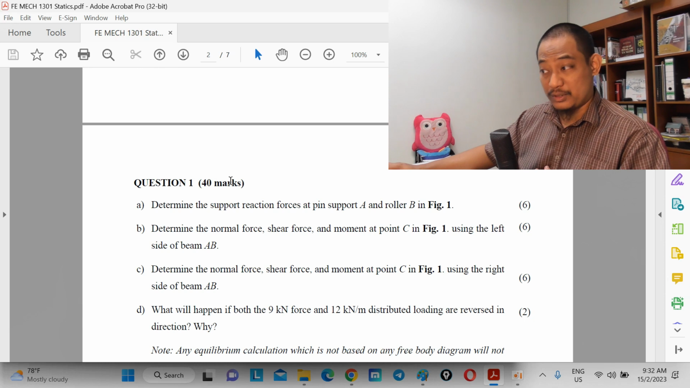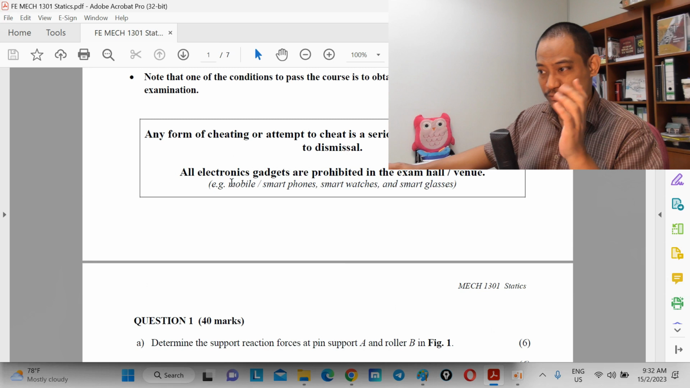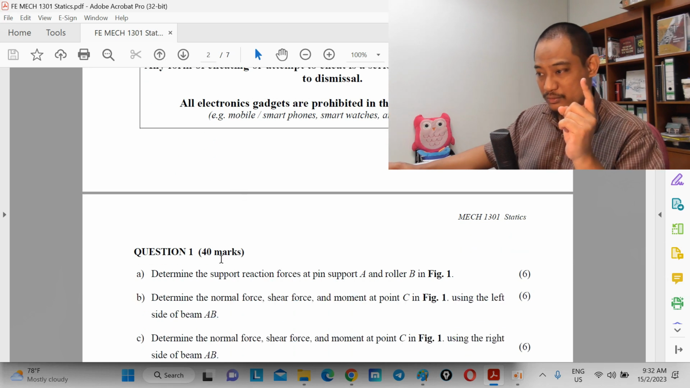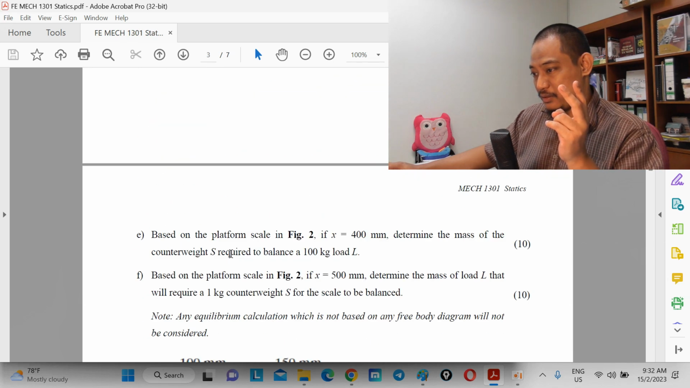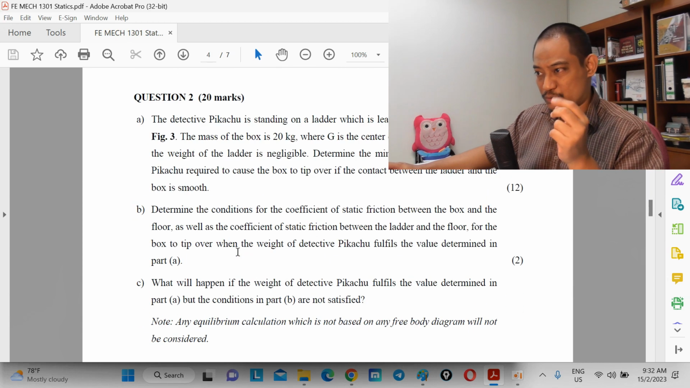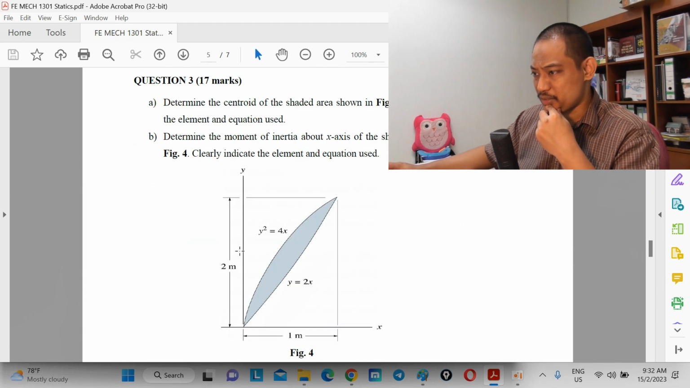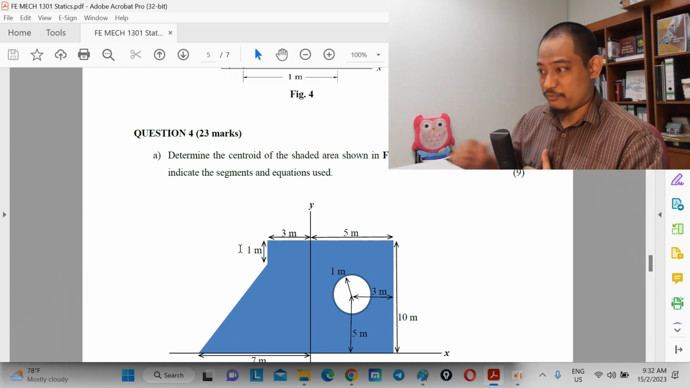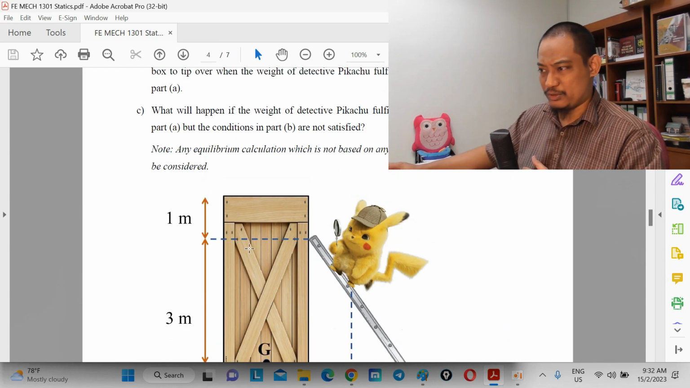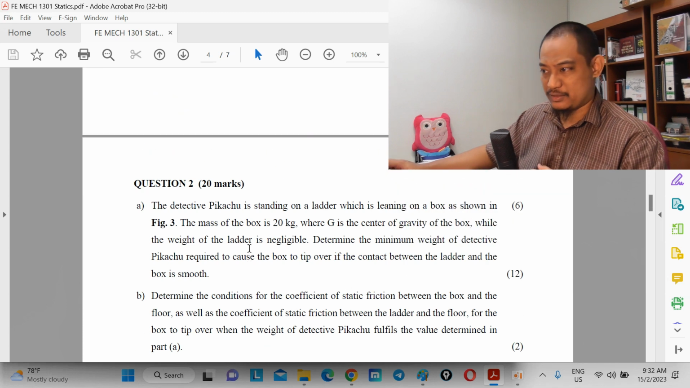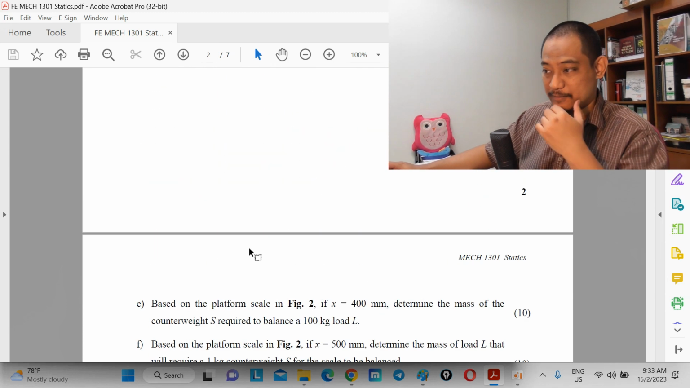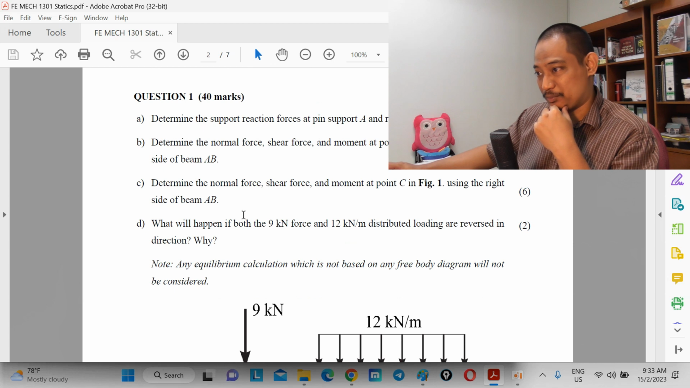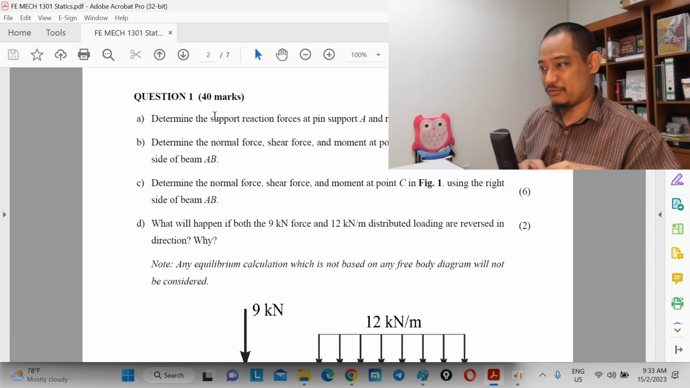There's question 1, 40 marks. So meaning that the distribution is not the same, because we have 4 questions, but question 1 alone already gives you 40 marks. So it's quite a long question. Question 2 gives you 20 marks. Question 3, 17 marks. Question 4, 23 marks, right? So your distribution of time should be allocated relative to the marks given. That's the general idea, right? It's not exact, but 40 marks is 40% of 3 hours.